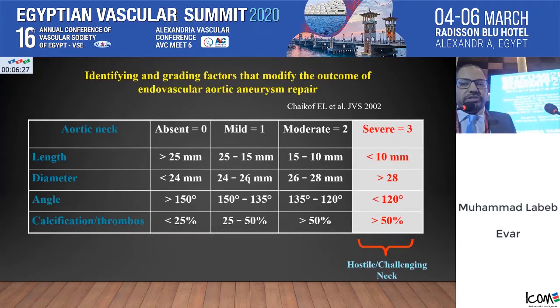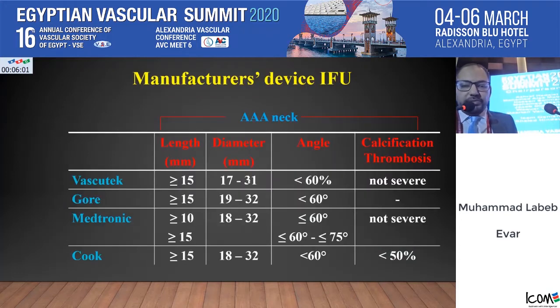In 2002, Chaikof et al. classified, identified and graded the factors that modify the outcome of endovascular aortic aneurysm repair. They defined a hostile or challenging neck anatomy in patients with neck length less than 10 millimeter, neck diameter more than 28 millimeter, neck angulation more than 60 degrees, and calcification or thrombosis of more than 50% of the proximal aortic neck.